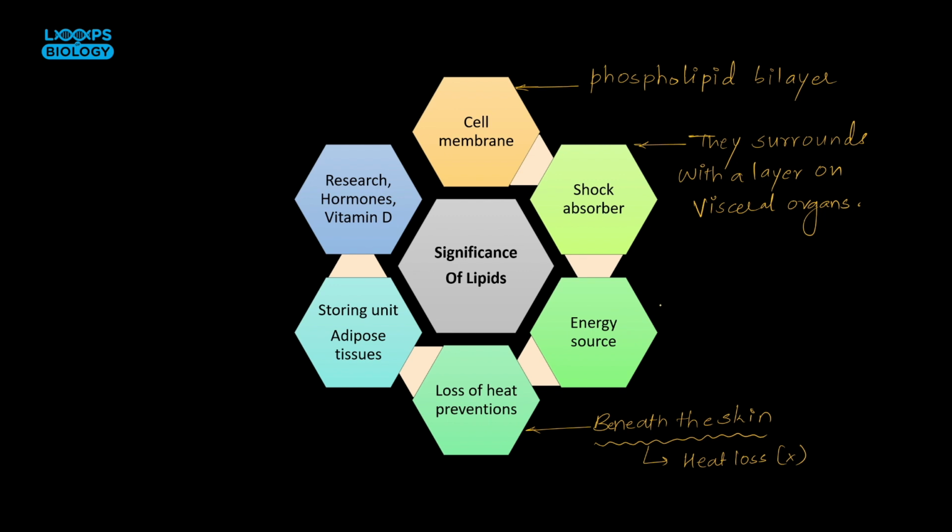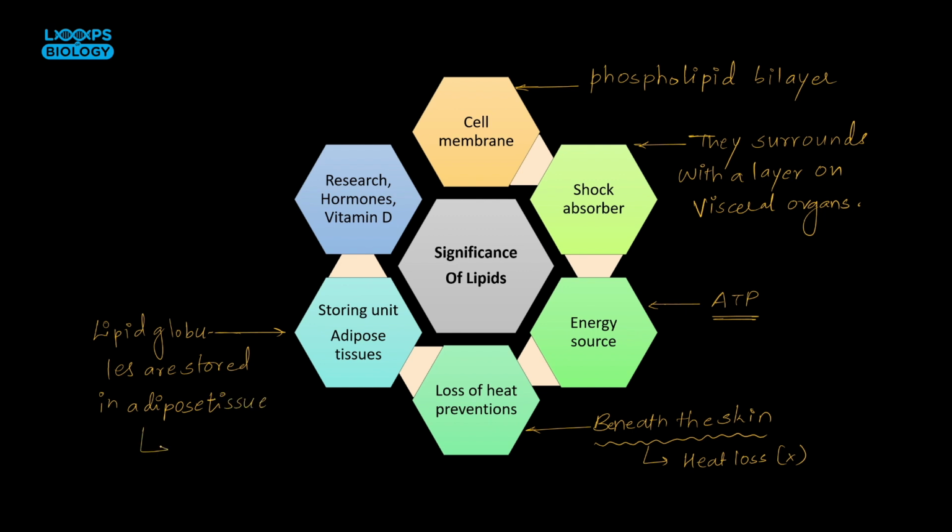They are also acting as an energy source. That means they are providing ATP to the body. Then they are a storing unit. These lipid globules are stored in adipose tissues. Now every tissue is comprised of different cells. So adipose tissue is comprised of adipocytes. So these adipocytes are basically storing these lipid molecules.